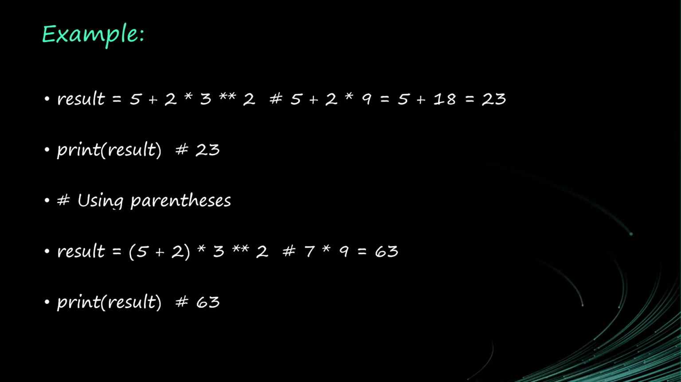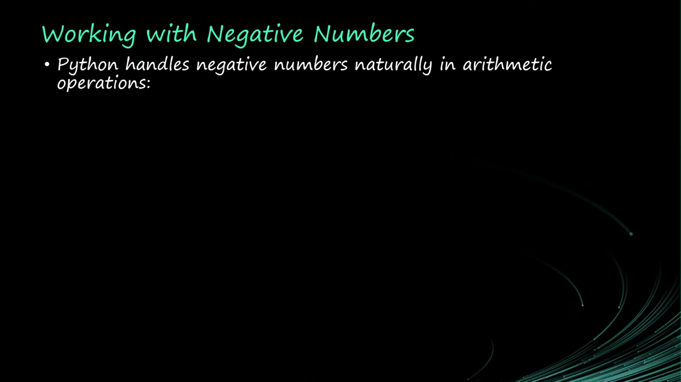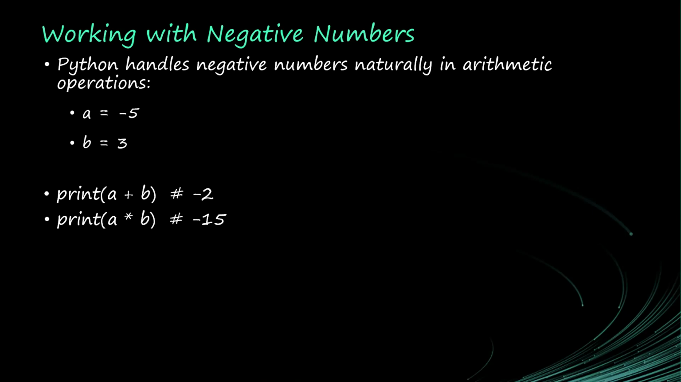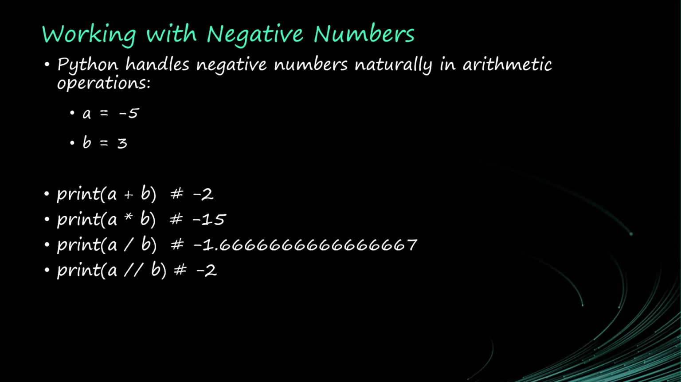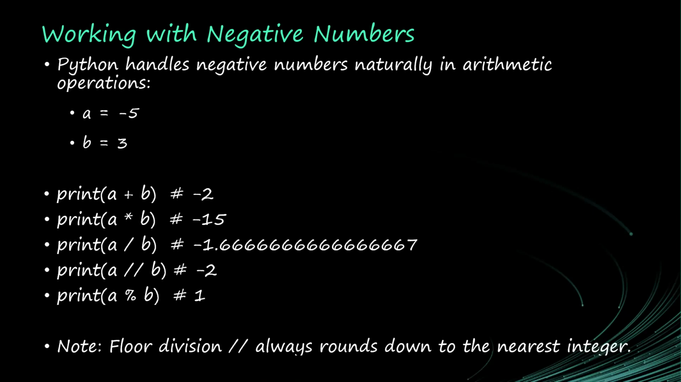Now, you can also work with negative values. You can say a is minus 5, plus 3. Of course, try it out. Minus 5 plus 3 would give you minus 2. Minus 5 times b will give you minus 15. So negative numbers also work here, just like the way it works in mathematics. But remember that floor division will round everything down to the nearest integer.